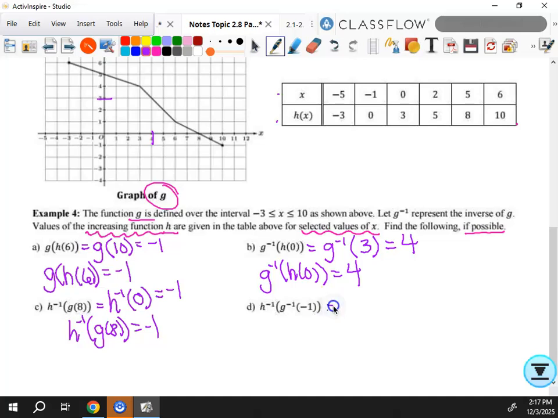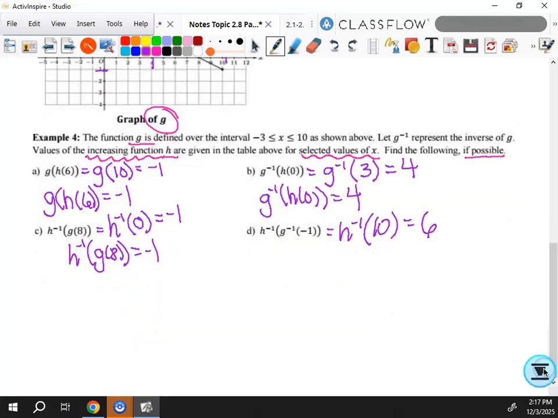Then H inverse of G inverse of -1. All right, what is G inverse of -1? 10, because here's -1, there's 10, right? Then what is H inverse of 10? 6. So H, let me scroll a little bit so I can write that. H inverse of G inverse of -1 equals 6.